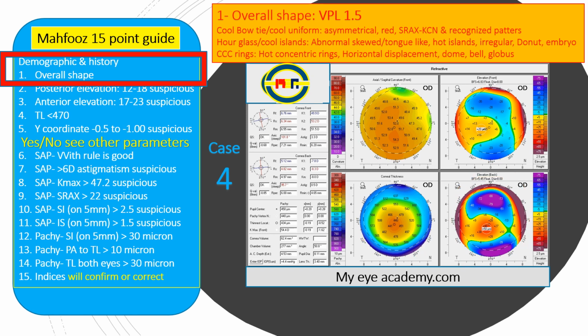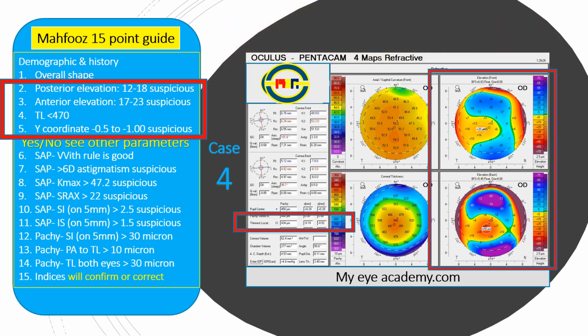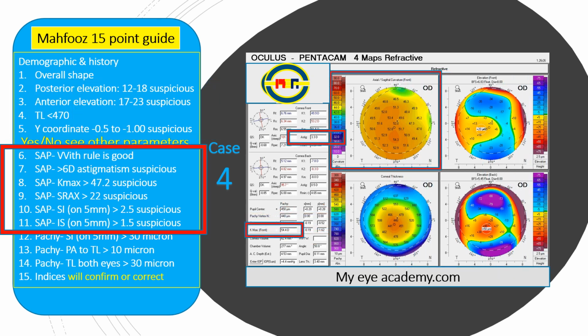Let's look at the other parameters. Look at the posterior elevation. It is higher than the normal limit. It is in the suspicious range. Look at the thinnest location. It is less than 470. The Y coordinate is in a suspicious range. So all these findings are indicating that it's most probably an abnormal cornea or keratoconic cornea. Let's confirm it with the other parameters. Look at that.